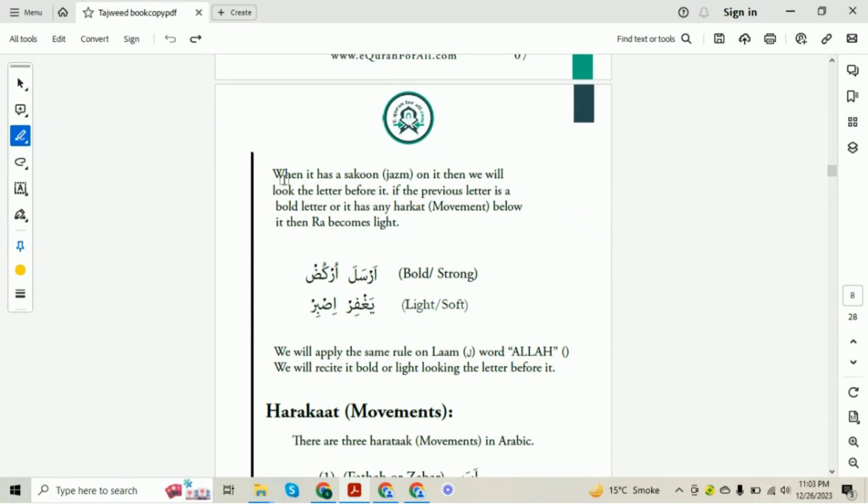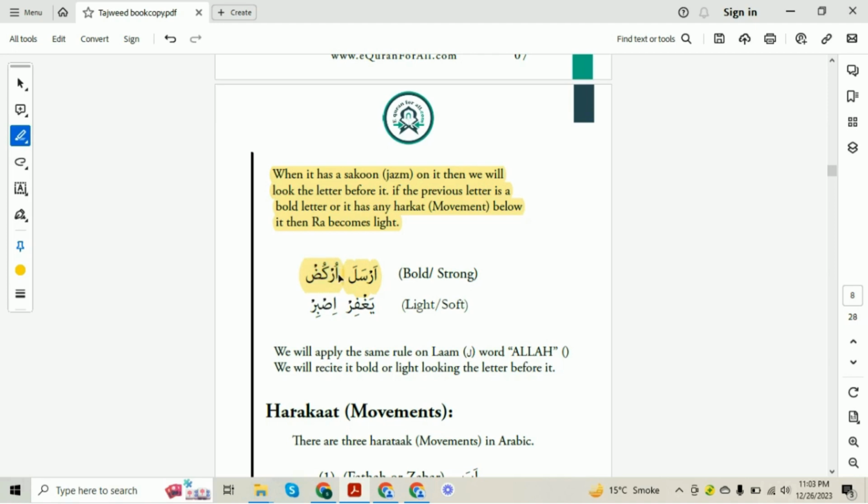Next, when raa has a sukoon on it, then we will look at the letter before it. If the previous letter is a bold letter or it has any harakat below it, then raa becomes light. Okay, here, arsala, we will read the raa in a bold voice because raa got a jazm or sukoon and the letter before it got a fatha. Arsala.